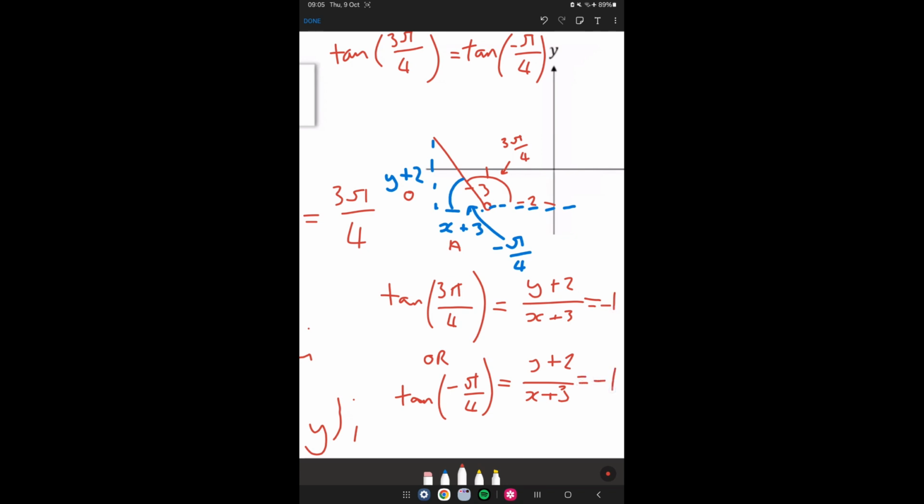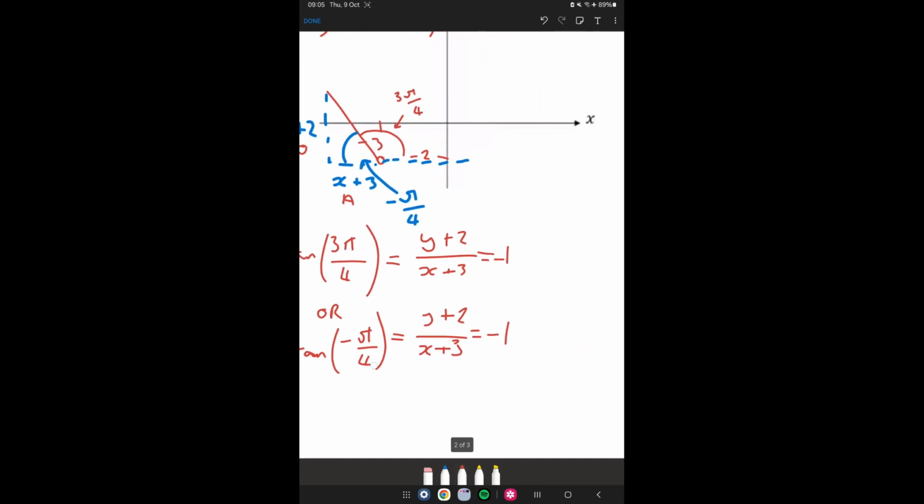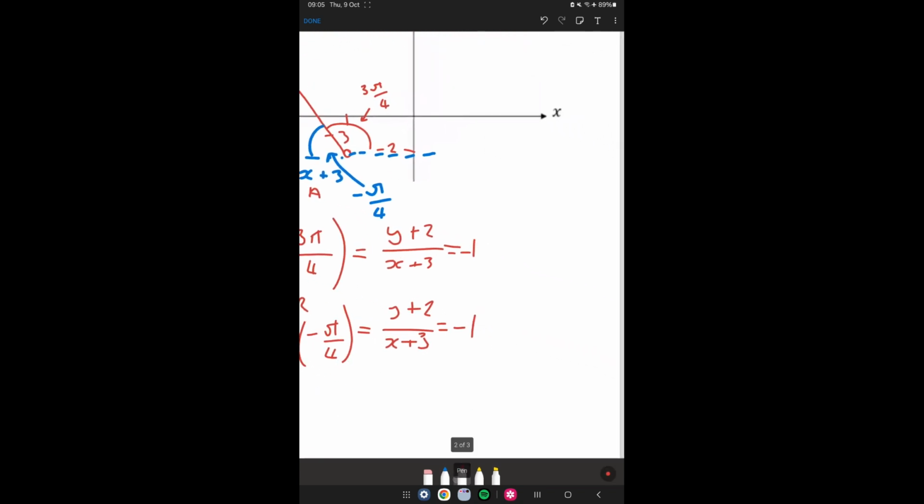So however way you want to think about it, if you just want to say the argument is 3 pi over 4, so just make the angle 3 pi over 4. But if you like the triangle bit, you can make it minus pi over 4. It doesn't really matter. And then we just rearrange that, don't we? So either one of these, they're the same.